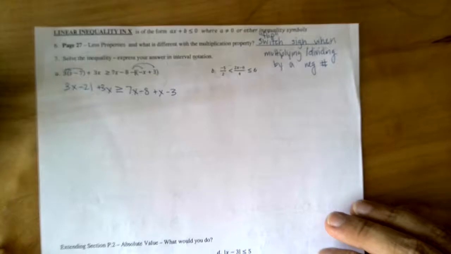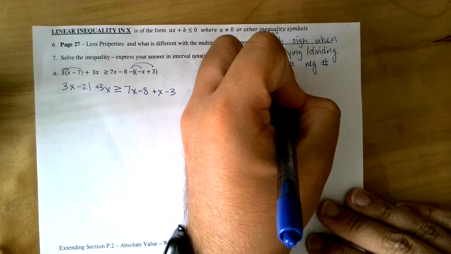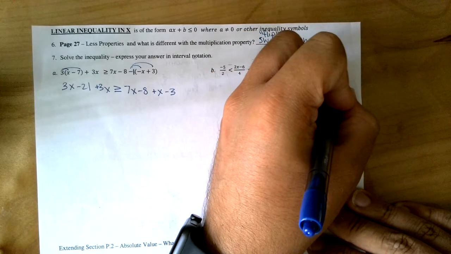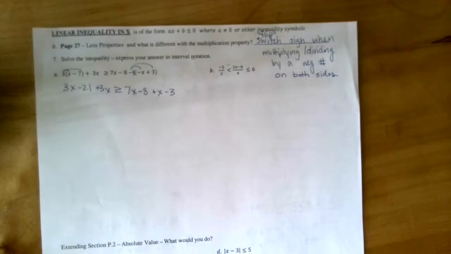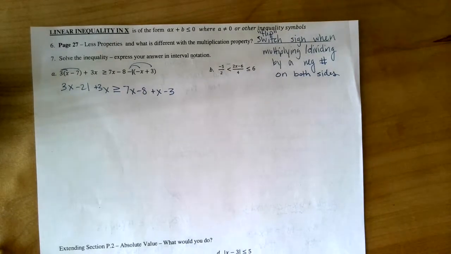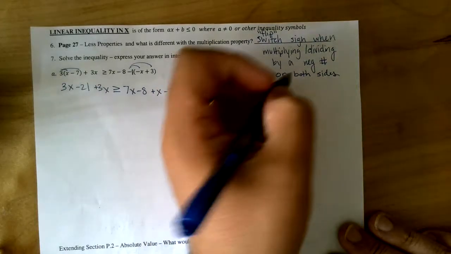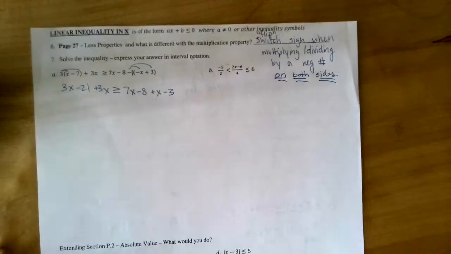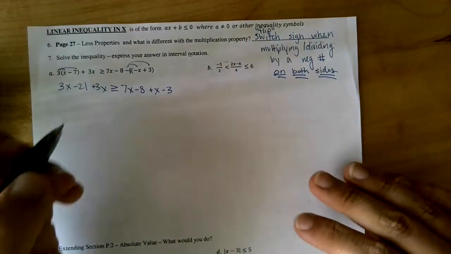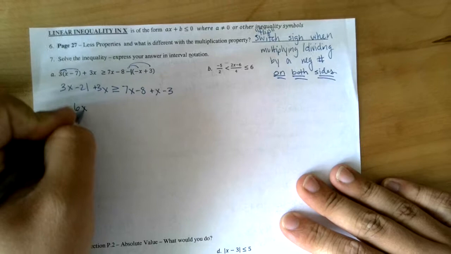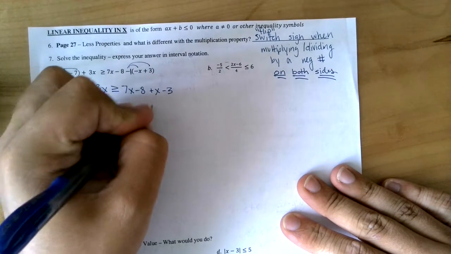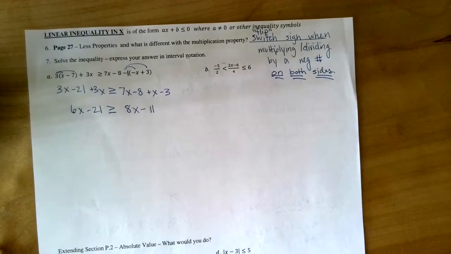Now here I did multiply by a negative number, but the important part about switching the sign is that when you multiply or divide by a negative number on both sides. So that's when you divide both sides by 2 or negative 2, or multiply maybe by a negative 0.5, things like that. You've got to remember that it has to be on both sides. So this one did not count. So then I'm going to just clean it up. I'm going to combine some like terms on either side to get 6x minus 21 is greater than or equal to 8x minus 11.